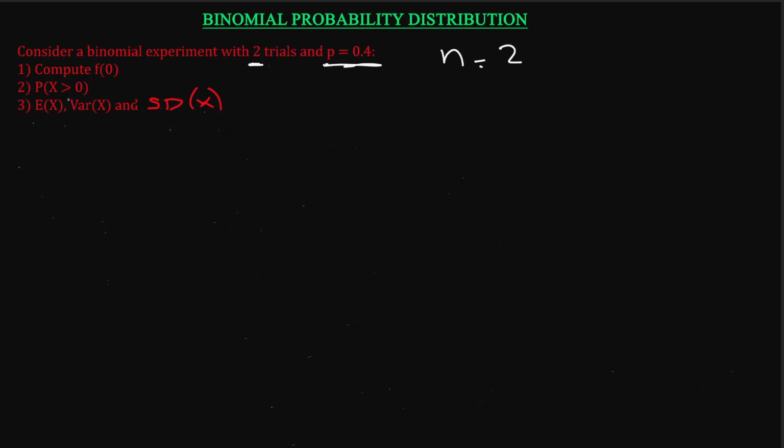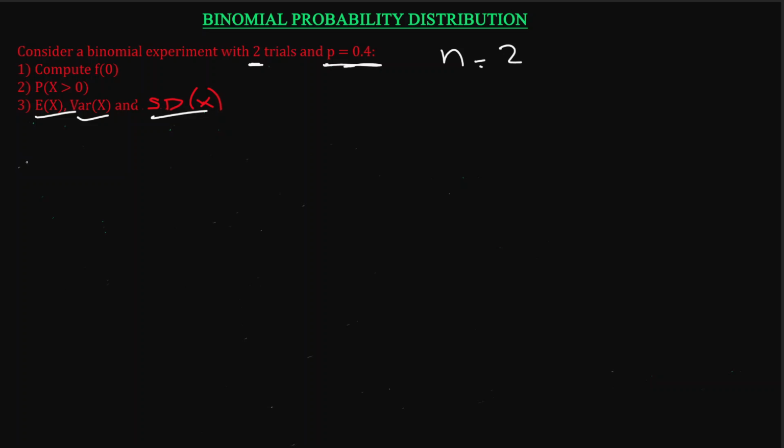Question 2 is to calculate the probability x is greater than 0. This is similar to calculating the probability of at least one success. And question 3 is to calculate the mean or expected value, the variance, and the standard deviation of x. Okay, so let's delve right into it.